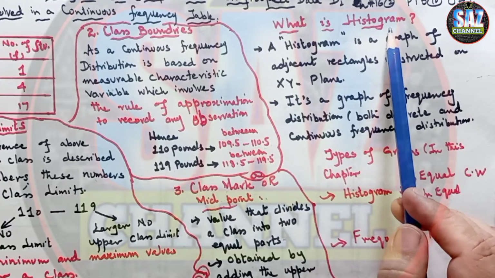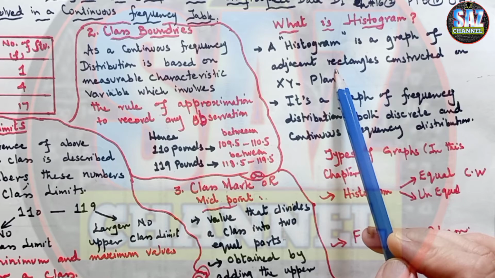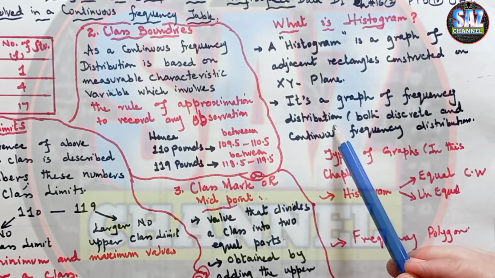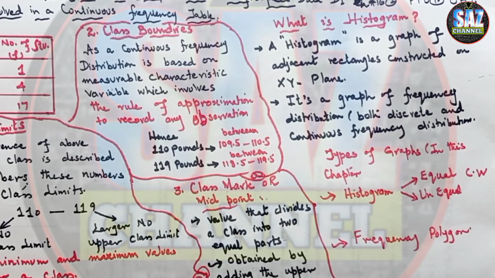Coming to the actual concept, the histogram. What is a histogram? A histogram is a graph of adjacent rectangles constructed on the xy plane. It's a graph of the frequency distribution, both discrete and continuous frequency distributions. In this chapter, we will be discussing two types of graph, the histogram and the frequency polygon. And the histogram can be with equal class width or unequal class width, and the frequency polygon as well.